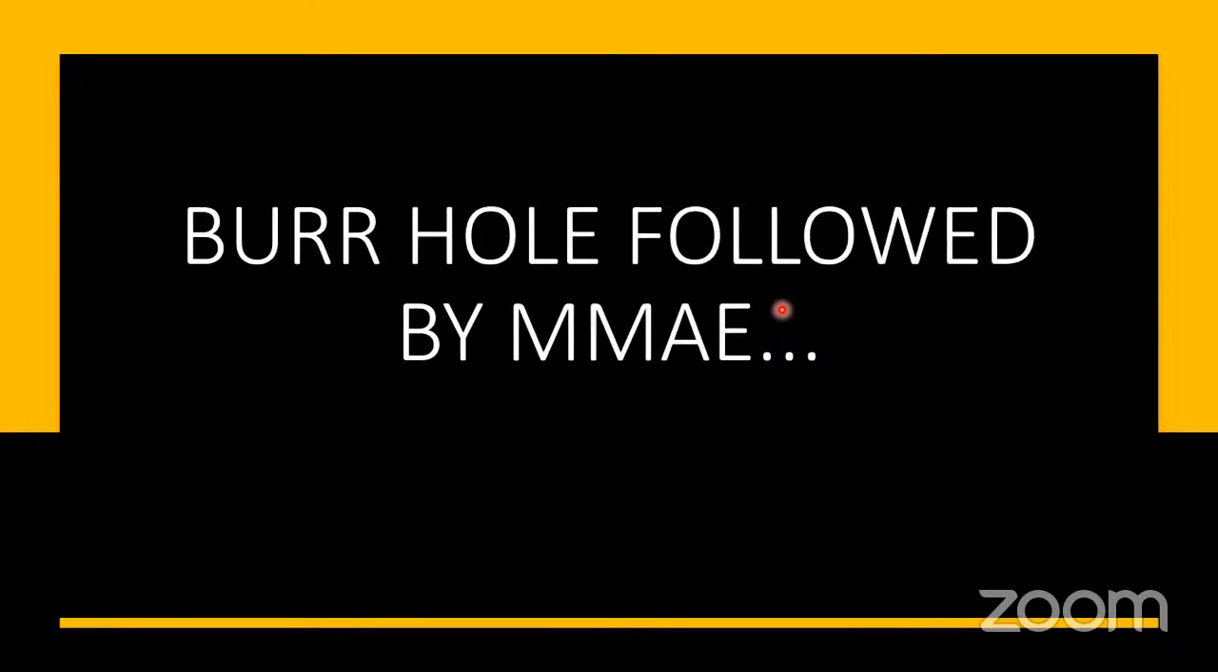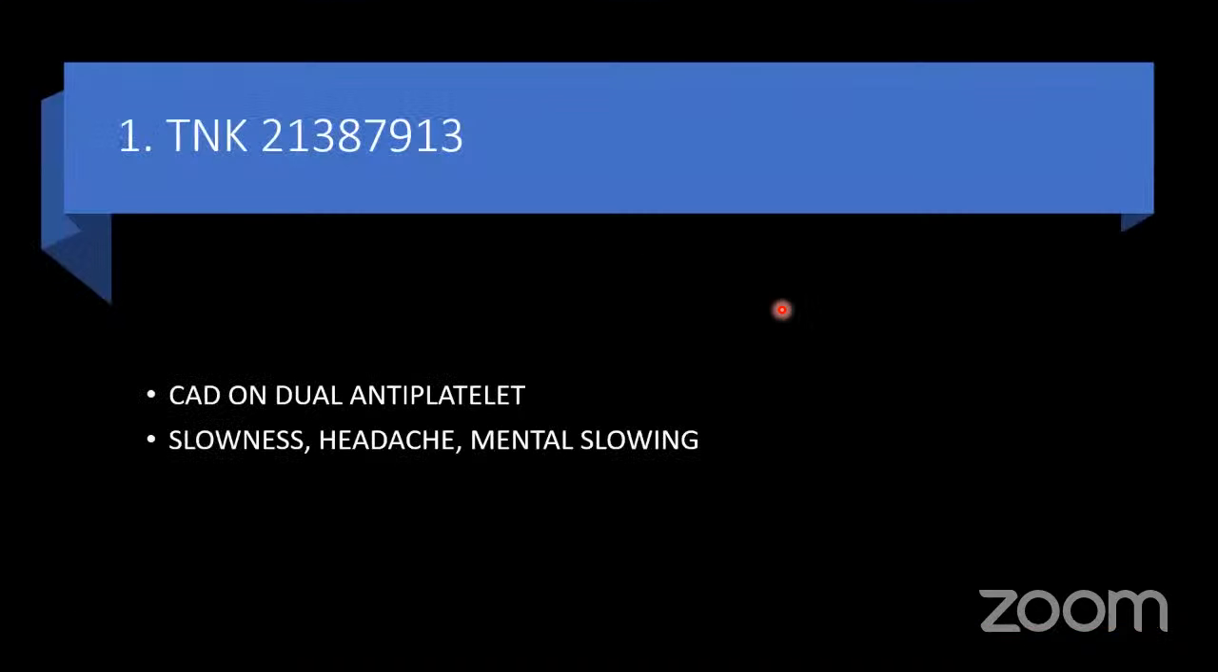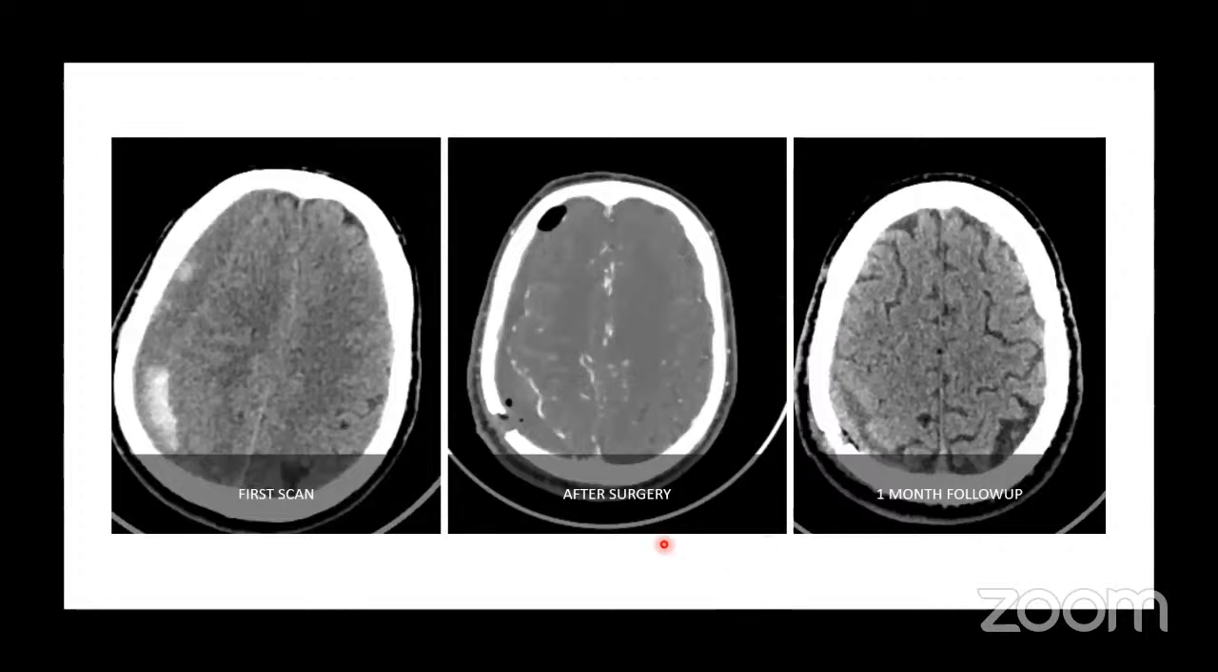Then some of the patients who had already undergone surgery through burr hole, then due to recurrence, patient had to undergo MMA. So this was the first scan. This was the first scan, and this is the scan taken after the surgery. It's a contrast enhanced CT, and 1 month follow-up after MMA. So in this patient, we have done embolization along with the burr hole.